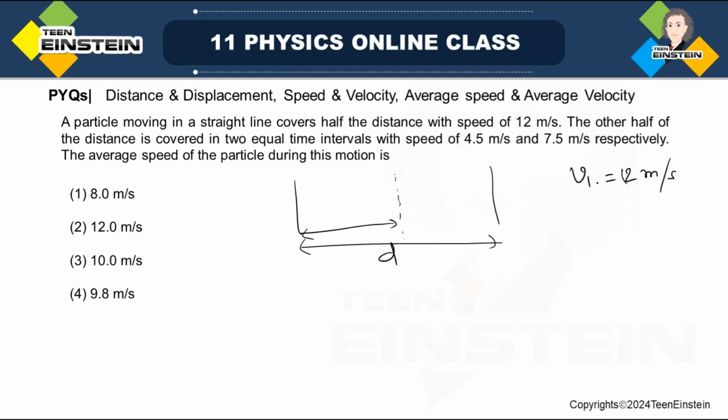The other half of the distance is covered in two equal time intervals with speeds of this much meters per second and this much meters per second. We have to find out the average speed of the particle during this motion.